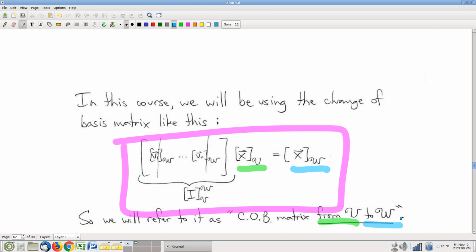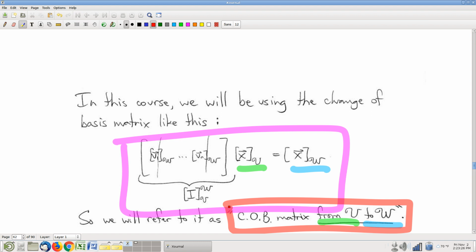Now let me comment a little about the convention in Math 216 in this class. All of my exams have been and will continue to be written with this meaning of the phrase change of basis matrix from V to W. That phrase means this notation, which is computed by that formula, and which applies in this way. This is the convention for Math 216.